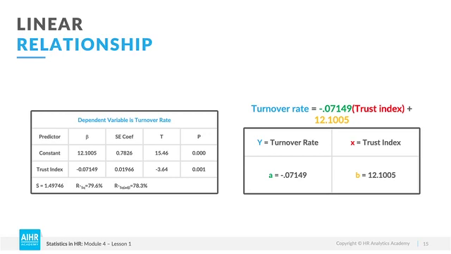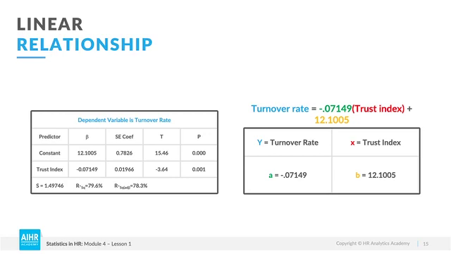In total, our formula is turnover rate, percentage, equals minus 0.07149 times trust index plus 12.1005. Now we can predict the turnover rate for a certain company when we have that trust index.